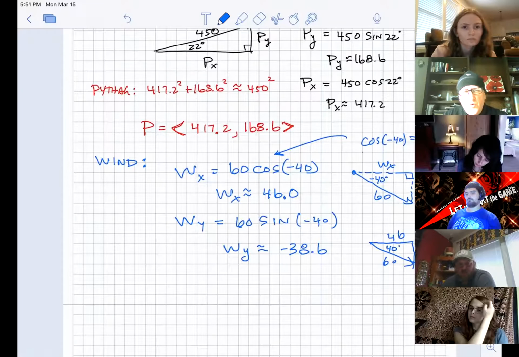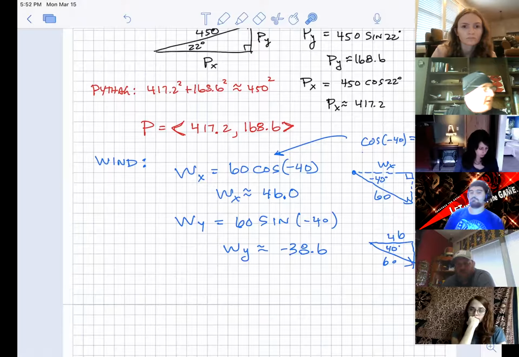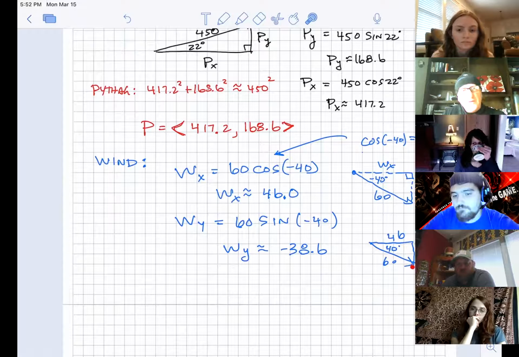So there's just two ways of describing things. In the end, this is what mathematicians call polar coordinates versus rectangular coordinates. In other words, if you say, hey, I would like to fly wind from this starting point to this point over here, there's two ways you can get there. You can rectangularly go right 46 and down 38.6, and that would describe your location. That's how you get there. But you can also say, let's turn 40 degrees clockwise, negative 40, and then let's travel 60, and that'll also get us there. Does that make sense?